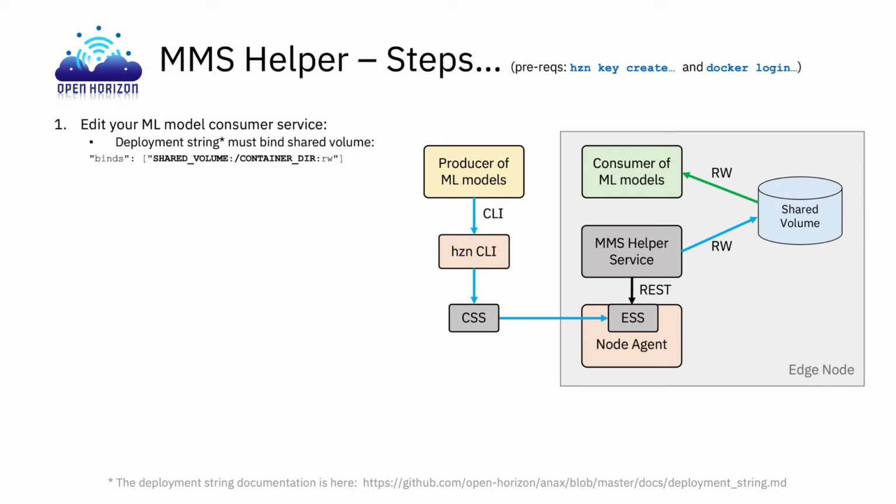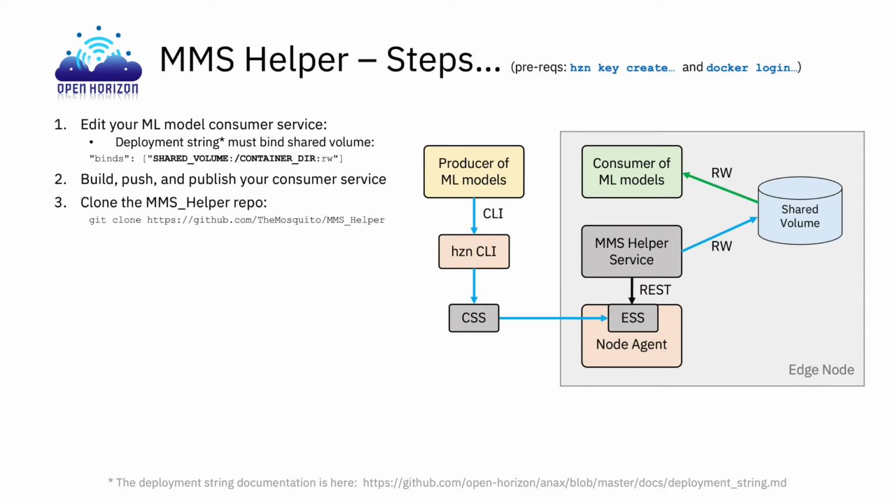But you also need to modify the Open Horizon metadata, and specifically the deployment string in the service definition has to bind the shared volume. So you'll need a line that looks like the one I showed there, binds, and then in quotes a shared volume name, and then whatever directory you want to mount it at within your container's file system. Then you need to build, push, and publish your consumer service, of course.